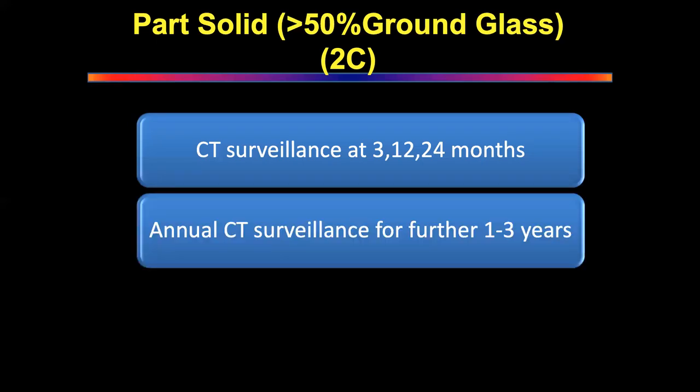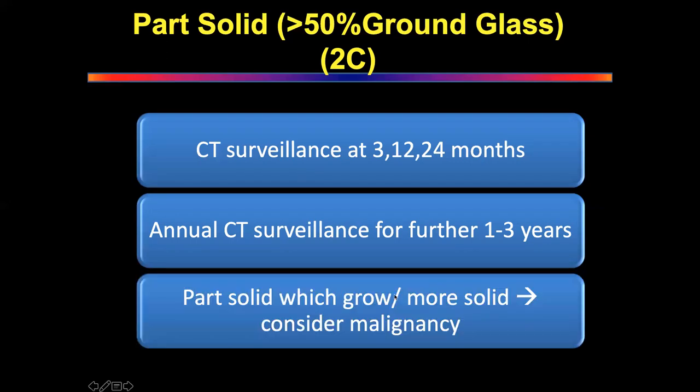You may survey this annually for a further 1 to 3 years. This is a "may", depending upon discussion with the patient. Excuse me, sir, just one minute, let me finish this. And if the solid part grows or it becomes more solid, consider malignancy and resect.